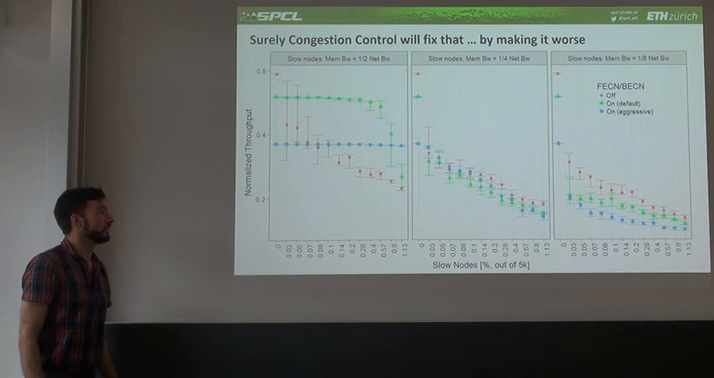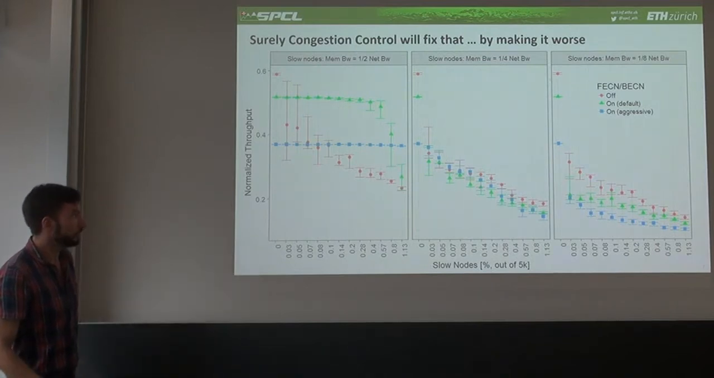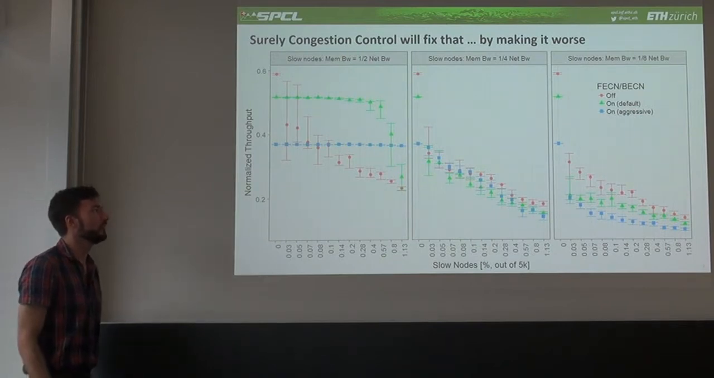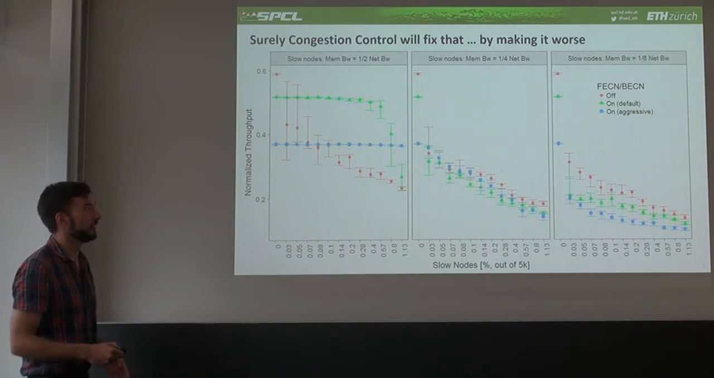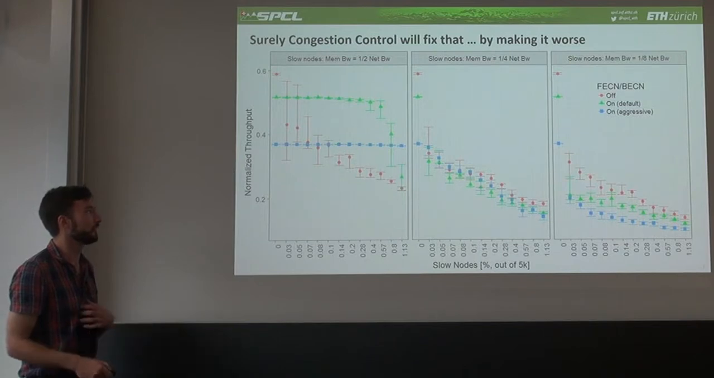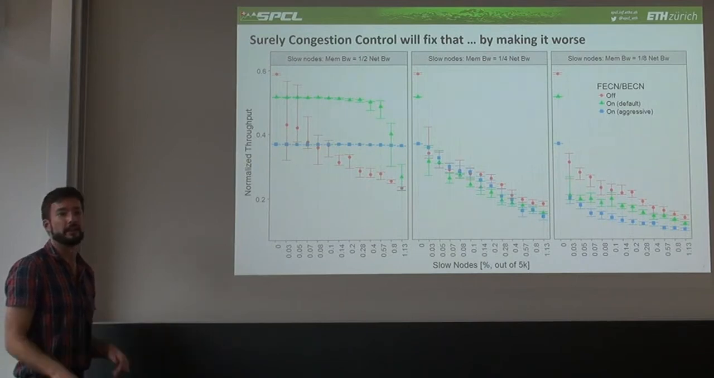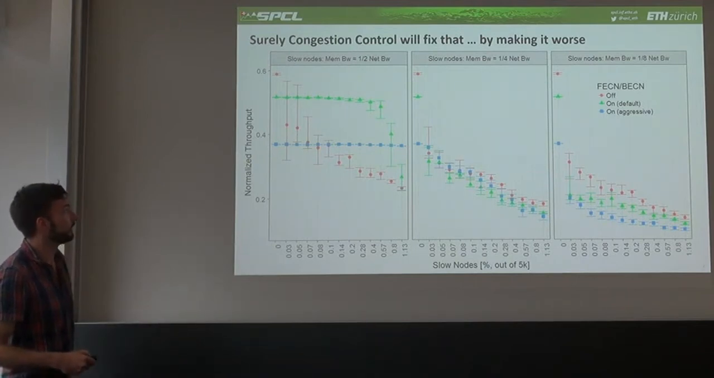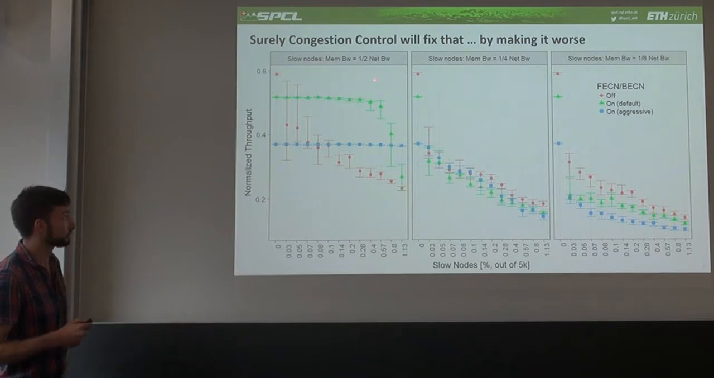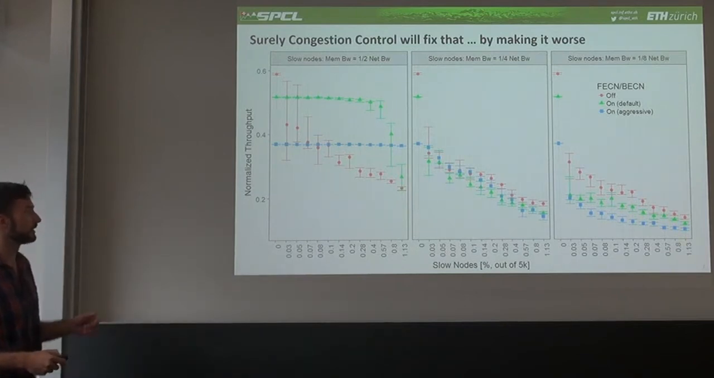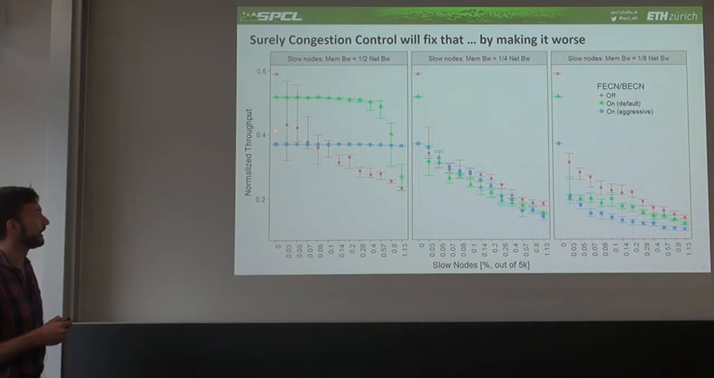And we did some simulations on that as well to see if FECN and BECN could help us. We ran two different configurations of FECN and BECN. One which we call default, which is similar to the default parameters in an InfiniBand network, and one which is more aggressive, so it marks packets at a higher rate and at a lower threshold. And what we can see is if we have an imbalance factor of 2, so our network bandwidth is twice that of the memory write bandwidth of the slow receivers, then FECN and BECN actually helps.